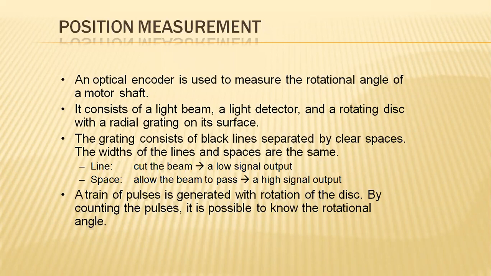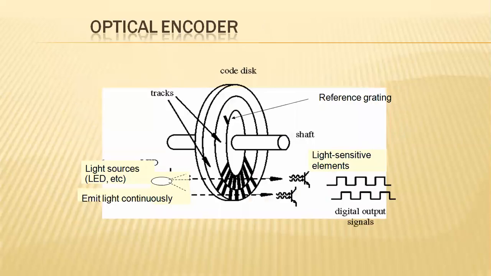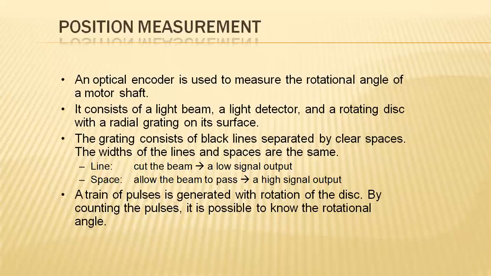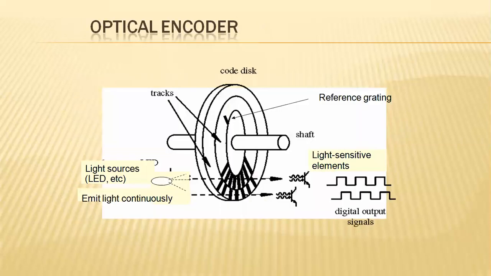First one, an optical encoder is used to measure the rotational angle of the motor shaft. It consists of a light beam, a light detector, and a rotating disc with a radial grating on its surface. This will be an example. It's an optical encoder, a position sensor. So this is the pictorial representation.